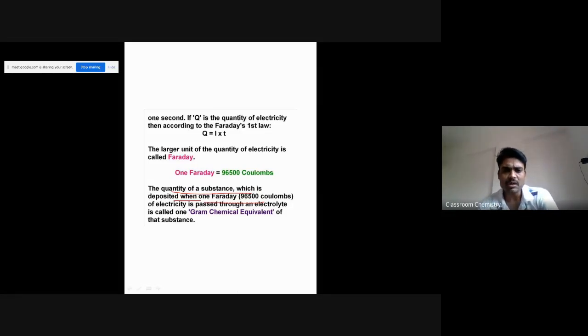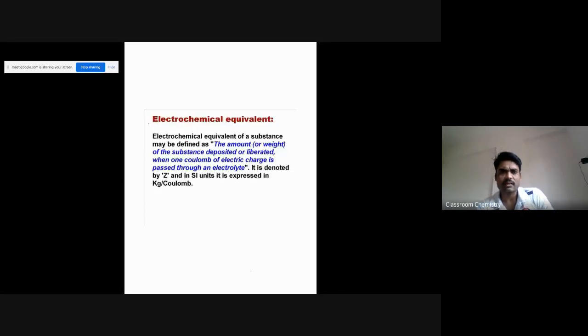It's called gram chemical equivalent. And then electrochemical equivalent. I think in the previous lecture we stopped here. Now today we focus on this electrochemical equivalent. What is meant by electrochemical equivalent? See here, electrochemical equivalent of a substance. These definitions are important in MCQ type questions.